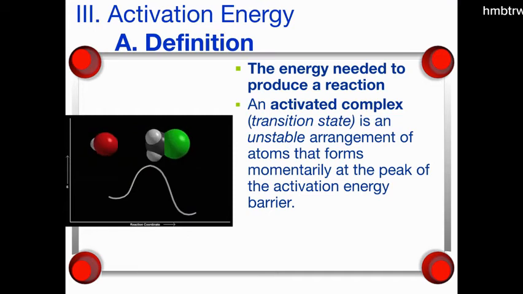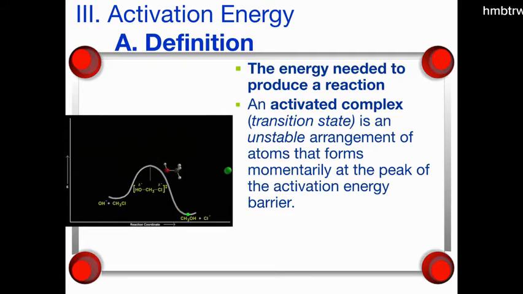Now, as you see your reactants, starting at the very beginning on that left-hand side, they move all the way up to the activated complex. And the activated complex is the transition state. It's a very unstable arrangement of atoms that forms momentarily at the peak of the activation energy. If the reaction has enough energy to push over that activated complex and break into the products, then the reaction will go to the end. If the reaction does not have enough energy to go up over that activation energy, then the reactants will come back down and will remain as reactants.